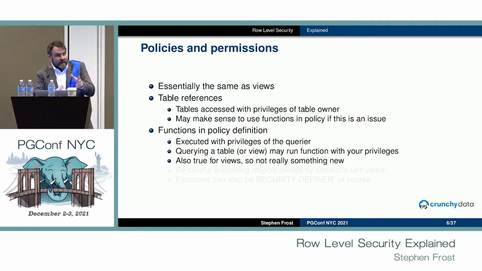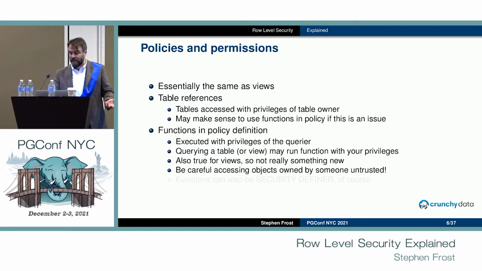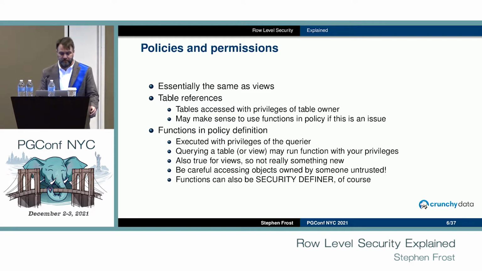However, the same is true with row level security. A function defined inside of the row level security policy, when you query the table, is going to be executed with the privileges of you, not the privileges of the table owner. Again, this is how it works for views, but it does mean that you always should be careful when accessing objects that are owned by someone that you don't trust. That's just general good policy because of this particular risk. Naturally, if you don't want the functions to run with the privileges of the querier, you could make them security definer, and then they would run with the privileges of the function owner.